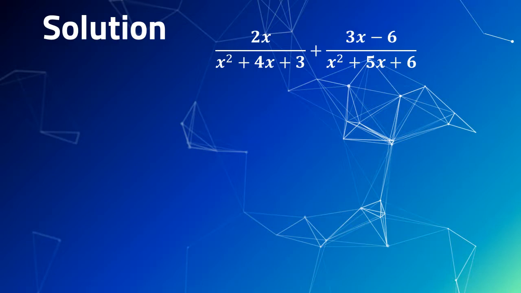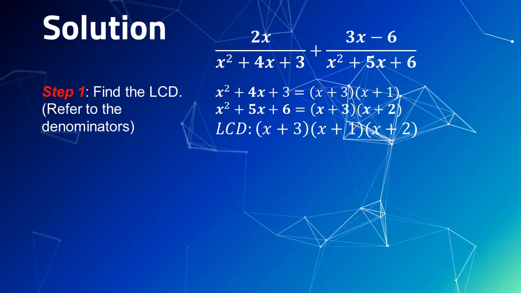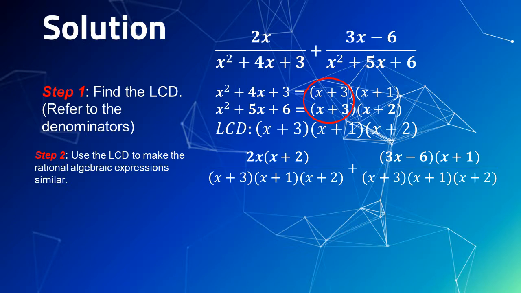plus 5x plus 6. The first step that we're going to do, we're going to find the LCD and we're going to refer to the denominators. So the first denominator is x squared plus 4x plus 3. The factored form of that is x plus 3 times the quantity of x plus 1. And we have x squared plus 5x plus 6. The factored form of that is x plus 3 times the quantity of x plus 2. So we see here that the common factor is x plus 3.